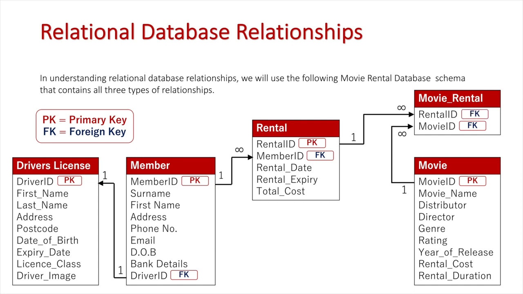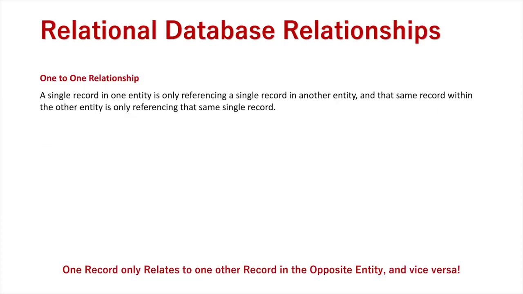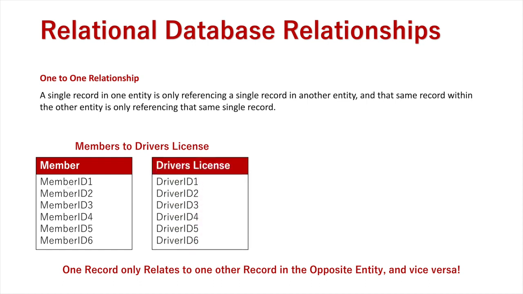So we've said the relationships, we've shown them in a schematic design, but let's have a look at what those relationships actually look like when we're referring to records, because these are all based on records referring to each other. Firstly is the one-to-one relationship, where a single record in one entity is only referencing a single record in another entity, and that same record is only referencing it in return. So let's look at members and driver's licenses. Between member and driver's license, member ID 2 is only referencing driver ID 2, and member ID 6 is only referencing driver ID 6. It only references one record in the opposing entity.